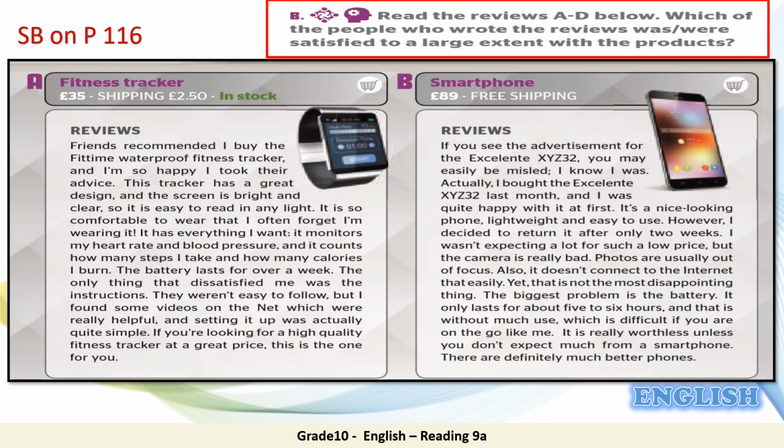Let's do activity B on the same page. The question is, read the reviews A to D below. Which of the people who wrote the reviews were satisfied to a large extent with the products? So, pause the video, read the reviews, and find out the answers. Who is satisfied and who is dissatisfied with what he bought? Don't forget to highlight the clues that helped you find out the answer.